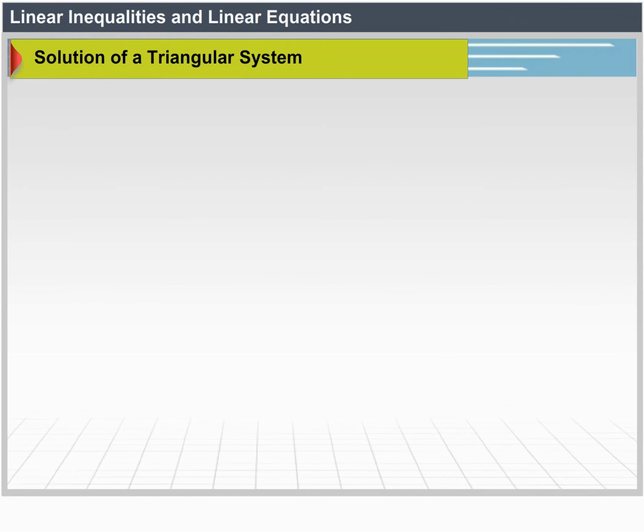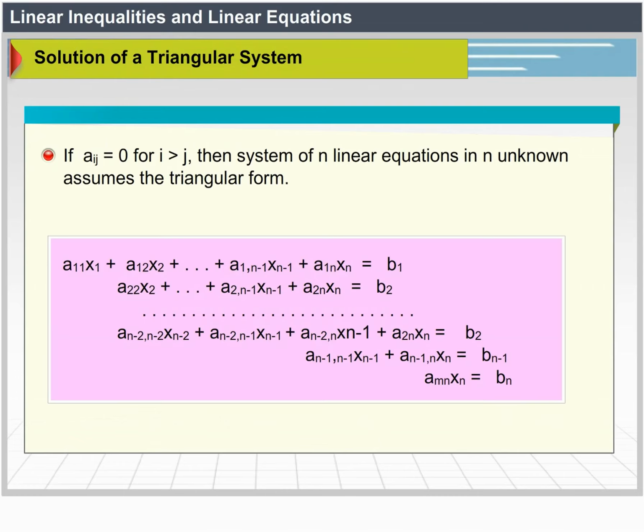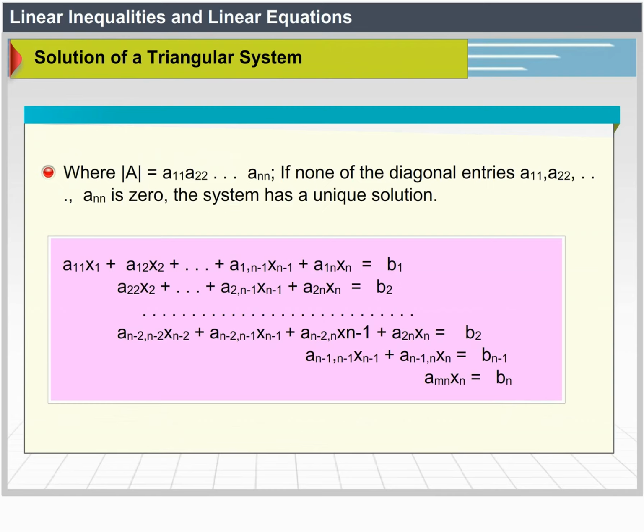Solution of a triangular system. If aij equal to 0 for i greater than j, then the system of n linear equations in n unknowns assumes the triangular form, shown here, where the determinant of A equals a11, a22 up to ann. If none of the diagonal entries a11, a22 up to ann is 0, the system has a unique solution.